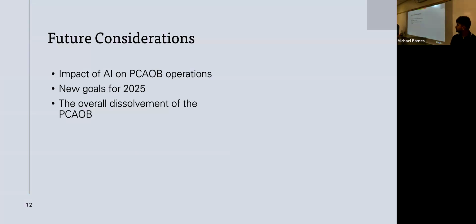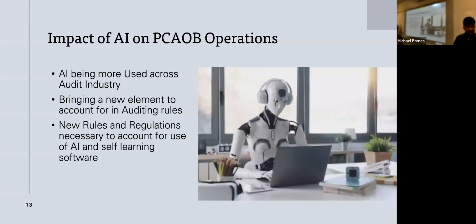So moving into more future considerations, there are a number of topics that need to be talked about as important in relation to the PCAOB. The first one would have to be the impact of AI being used in PCAOB operations. We've seen across the auditing industry that AI is being used, with Halo, Helix, Clara. Major auditing firms are already using AI to automate their more mundane or repetitive tasks that time is better spent not being done by auditors by hand.